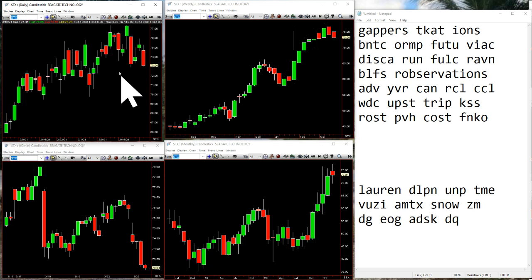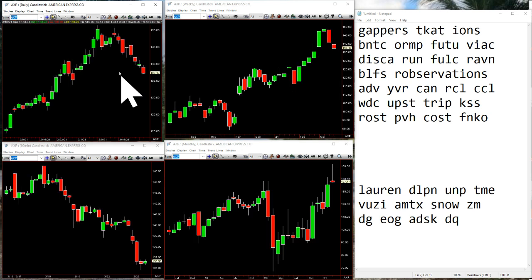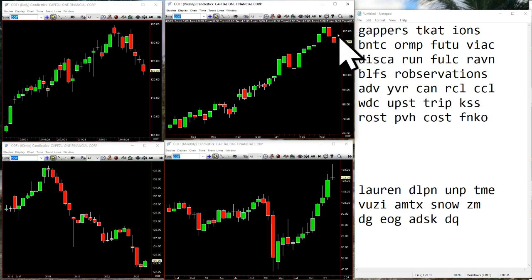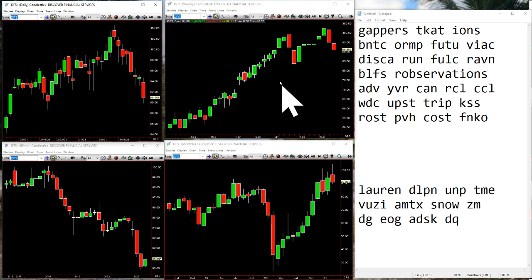All right, we got some financials. American Express continuing that 2-2 reversal from last week. 2 up, 2 down. Capital One here, still taking out last week's lows. Inside day to the downside. DFS taking out last week's lows. Continuing last week's weakness.